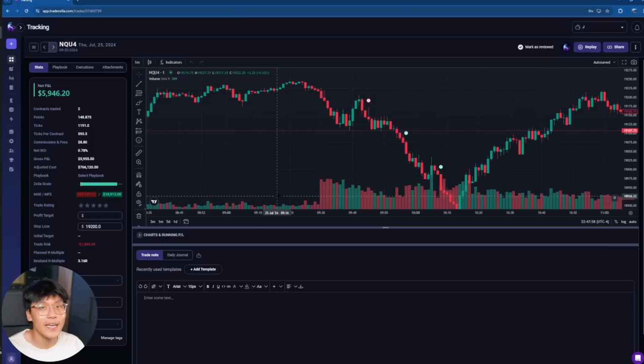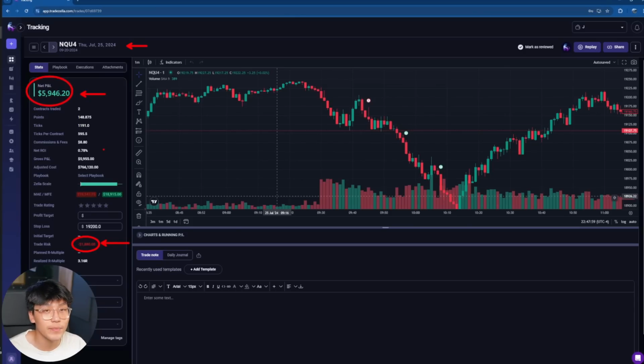You can see my second example was on the very next day. This was on Thursday, July the 25th, making over $5,900 on this trade setup. And the main thing I always tell you guys to focus on is not the dollar amount, it's how much I risk, right? What is your R multiple? In this case, I was risking $1,800 to make over $5,000.